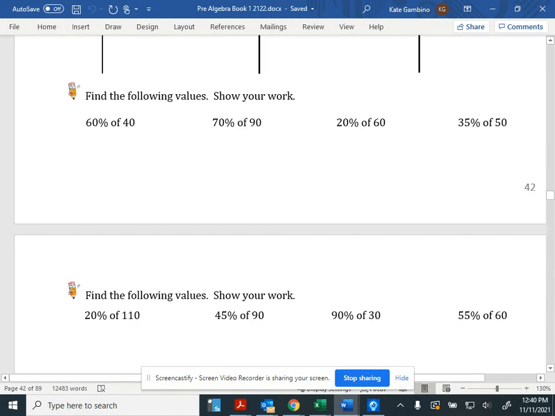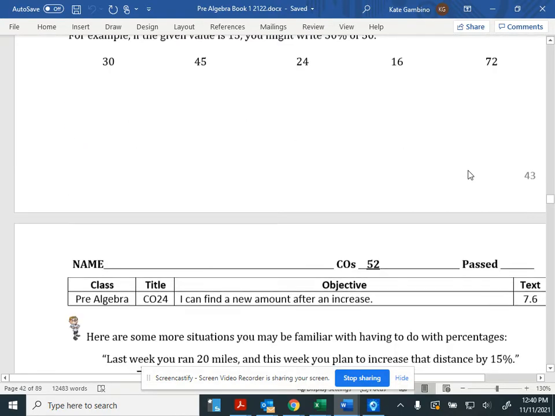Oh, goodness. It did not move how it was supposed to.